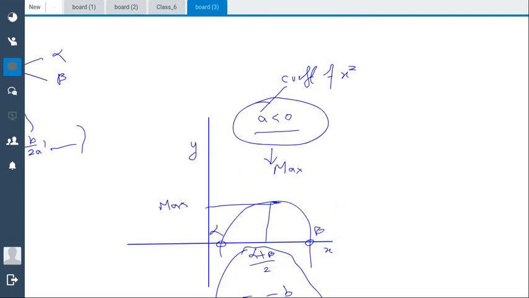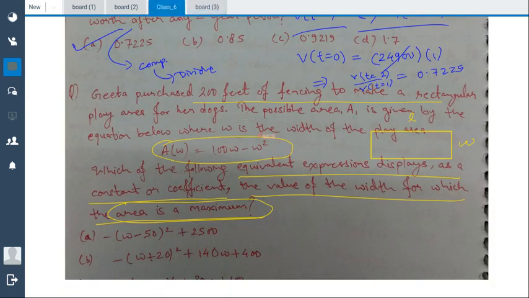At what value are you going to get the maximum value? At minus b by 2a. Got it, my dear friends? At this value you get the maximum value of this expression. What is going to be the value of minus b by 2a? Can you please tell me now? Our aim is to get the maximum value.